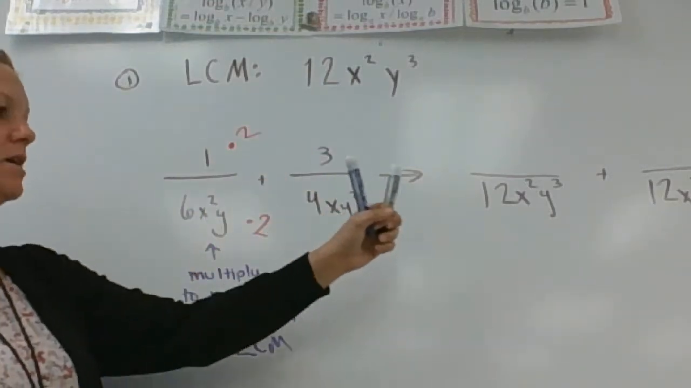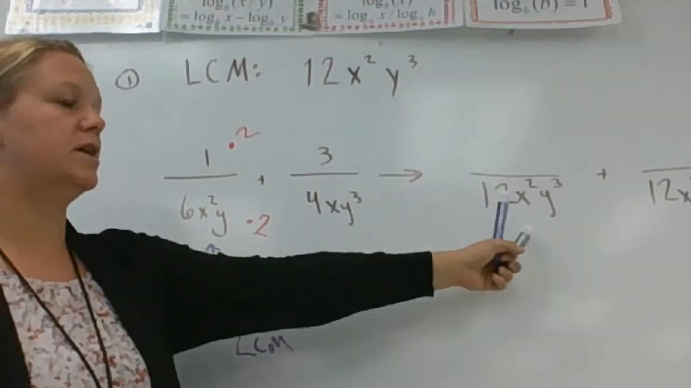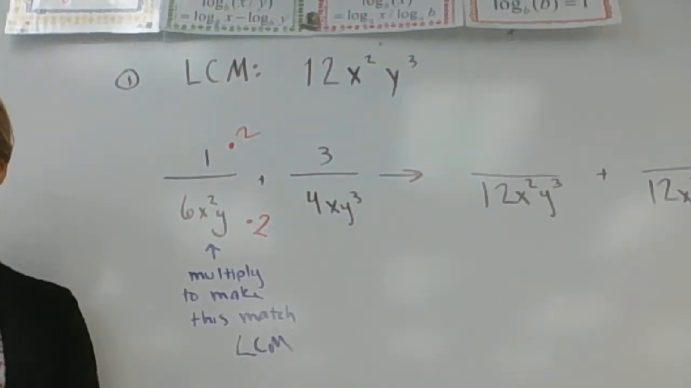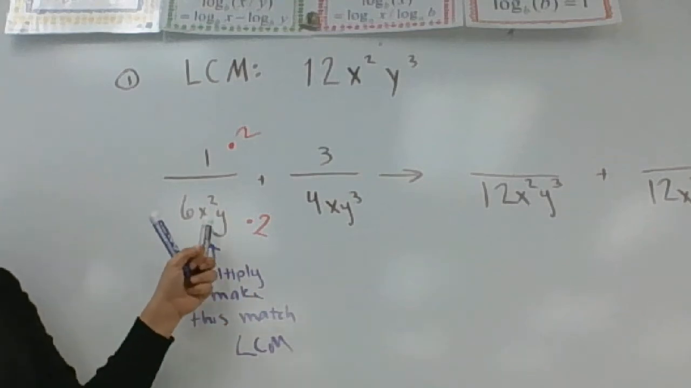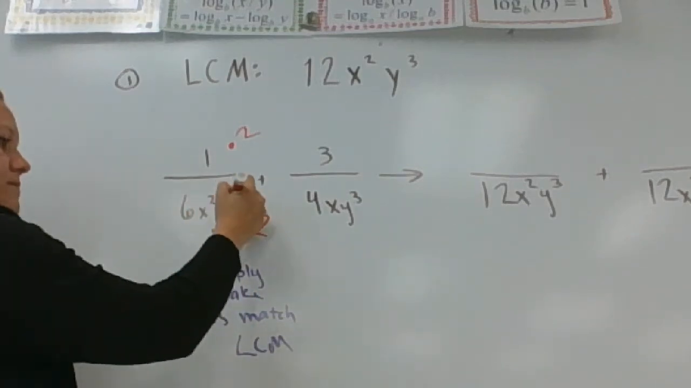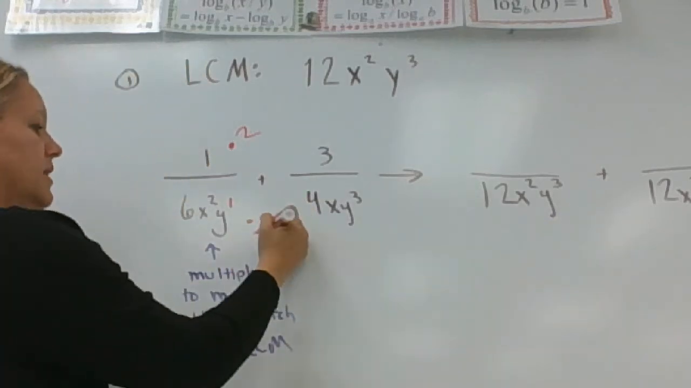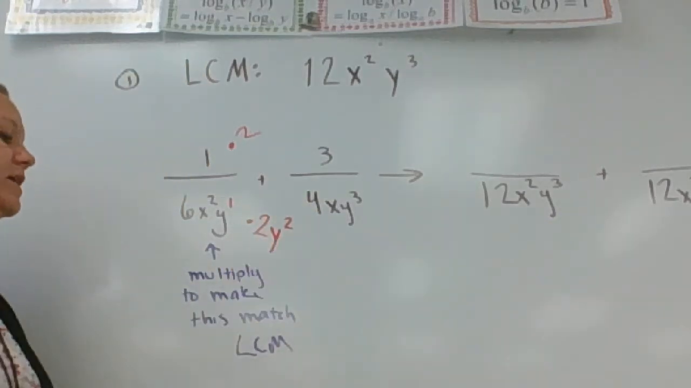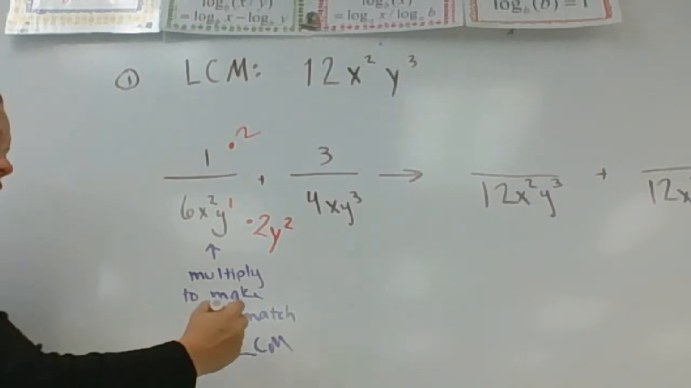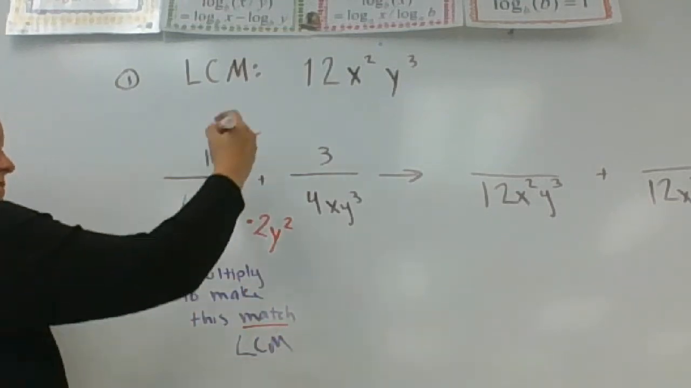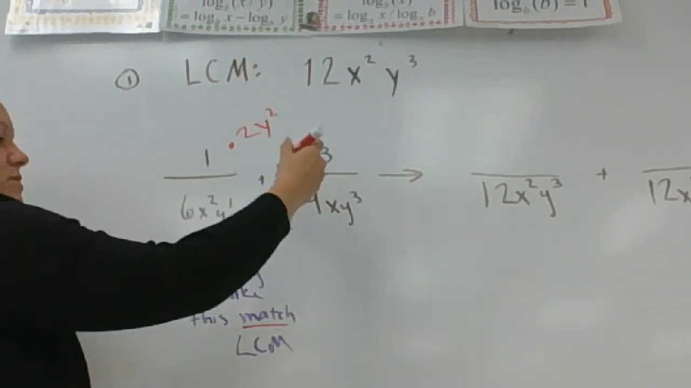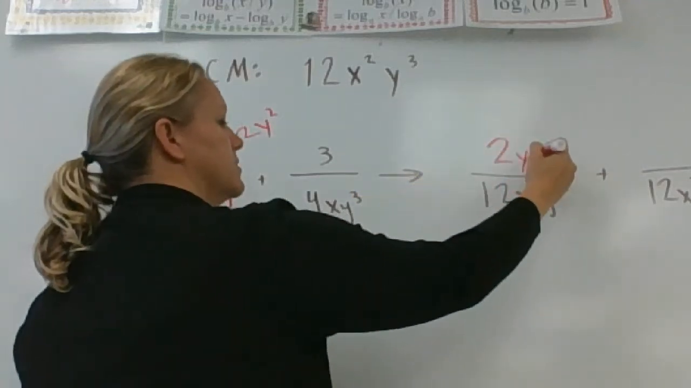X squared is here, and it's the same here. So I don't have to multiply x, because it's already x squared. But this is y to the first. And my common denominator has y to the third. So I need to multiply in y squared to make it match. So that's going to make that 2y squared up top.